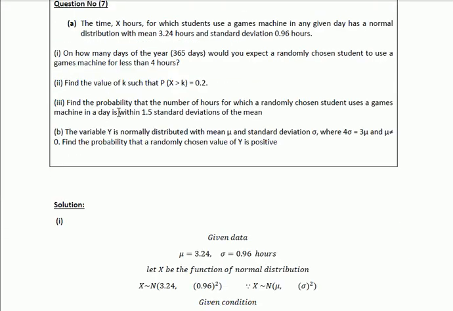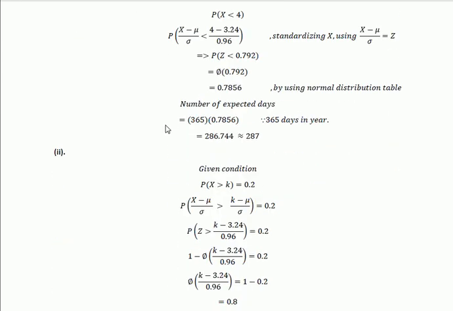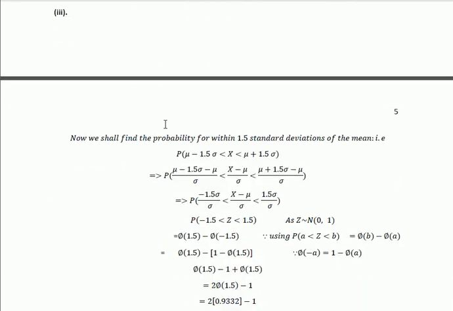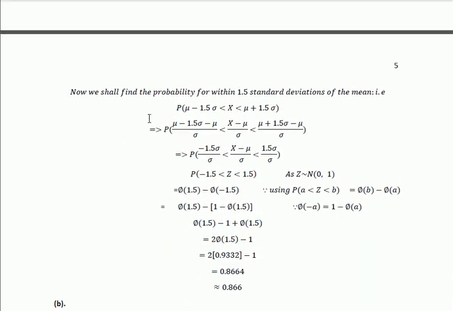For the second part, find the probability that the number of hours for which a randomly chosen student uses a game machine in a day is within 1.5 standard deviations of the mean. So according to the condition of the question, we shall find the probability for within 1.5 standard deviations.